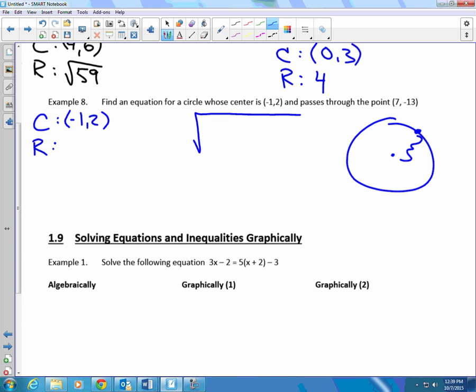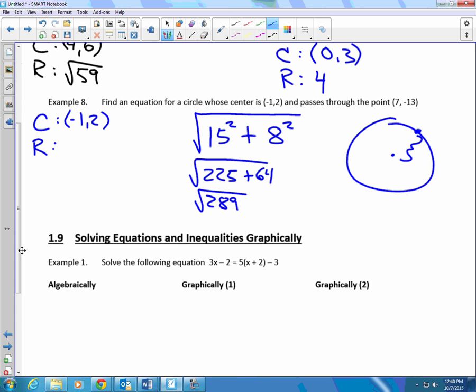What's the difference in the y's? How far is it from 2 to negative 13? Not negative 1, but negative 15, right? Or 15 units, right? So we got 15 squared plus, what's the distance from negative 1 to 7? 8, so 8 squared. So we get the square root of 225 plus 64, or the square root of 289, which is 17. Is that enough information to now write an equation for a circle?